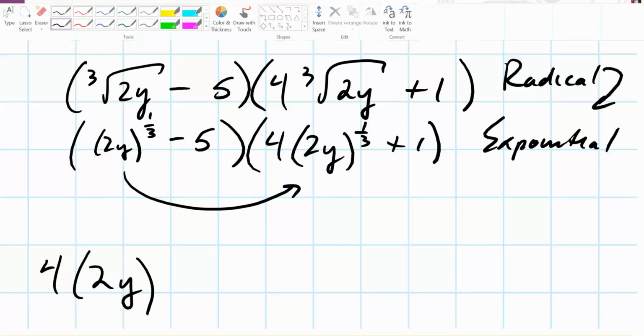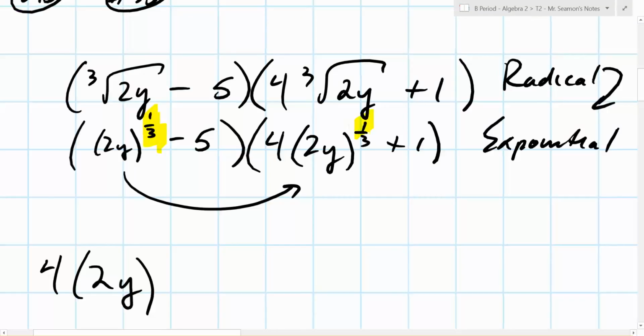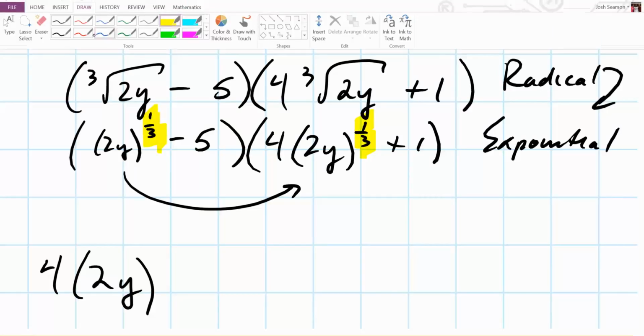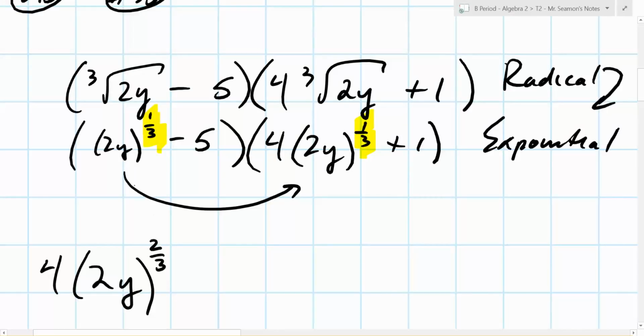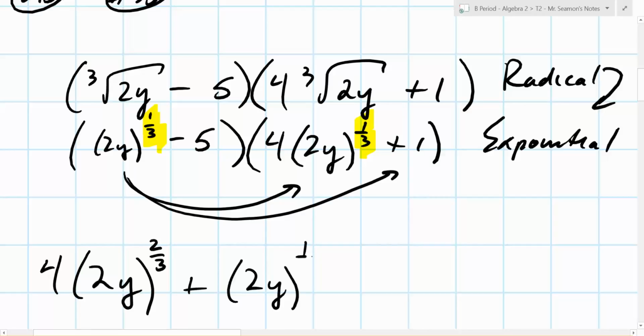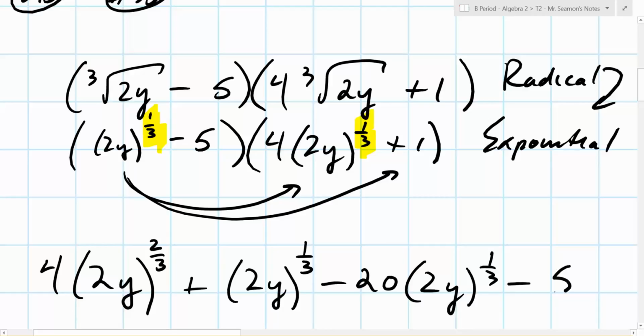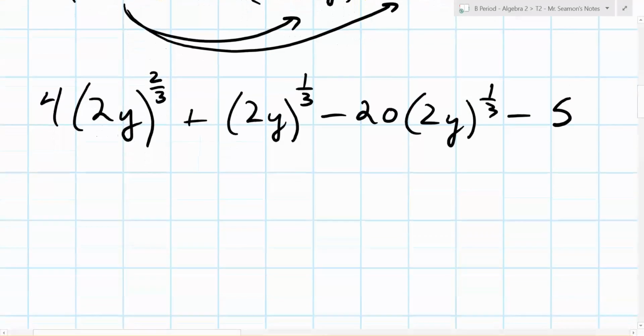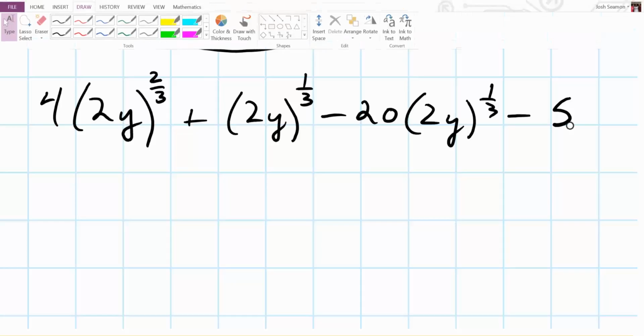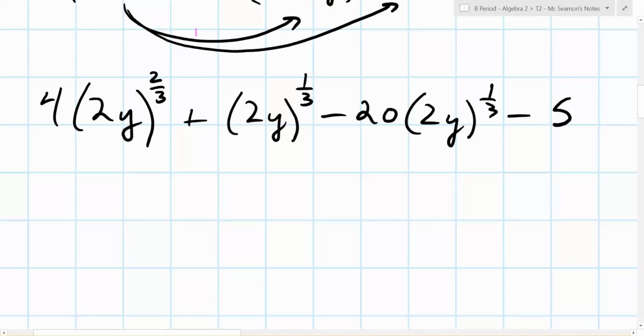What do you do with the powers? You add them. So what do you get? 2/3. Exactly. Good. And then you do the next one, and you end up with plus 2y to the minus 20 times 2y to the what? 1/3 minus what? Okay, so there are two like terms there. Which two terms can we combine?